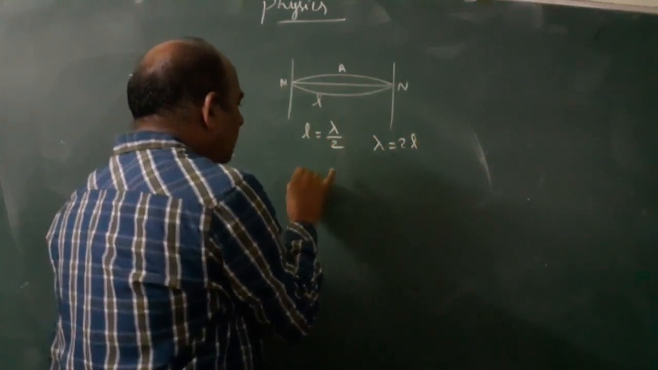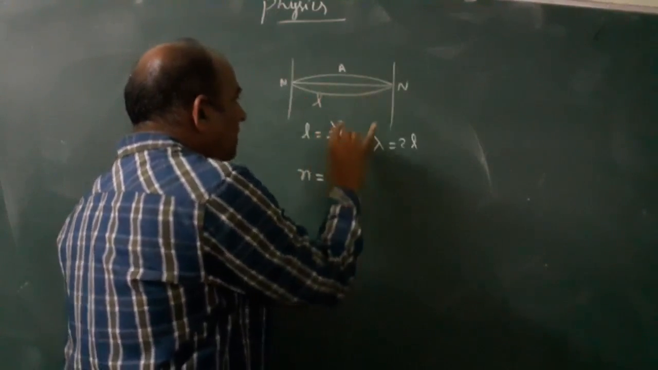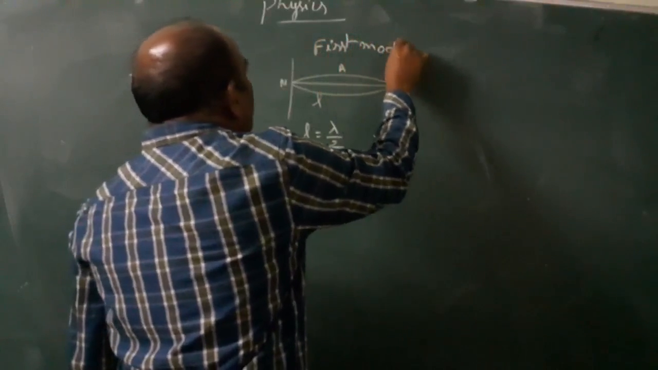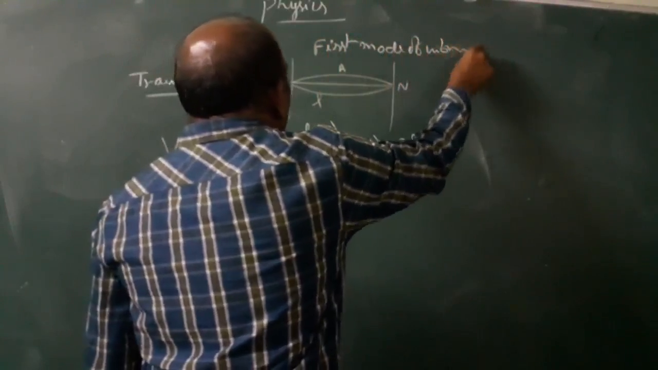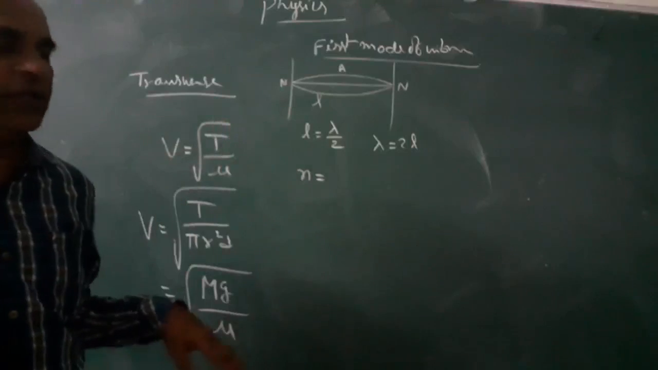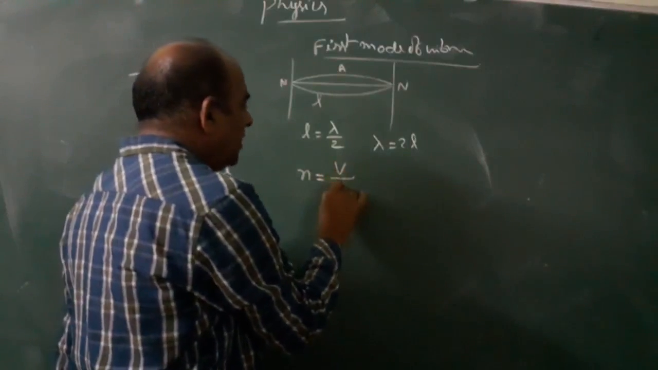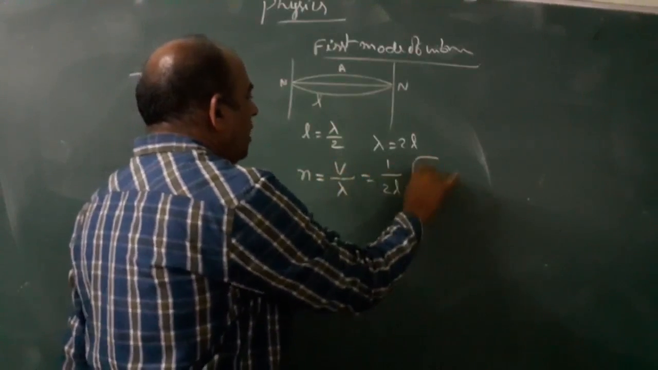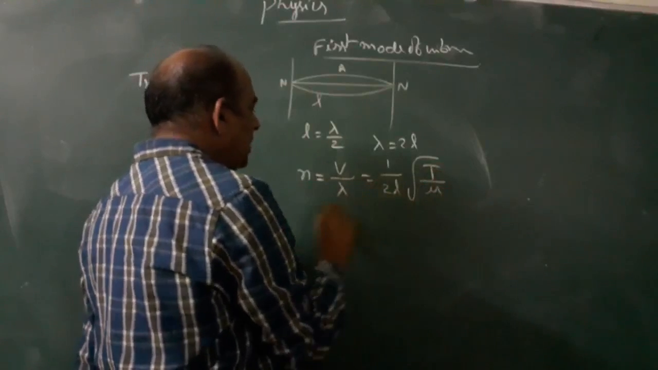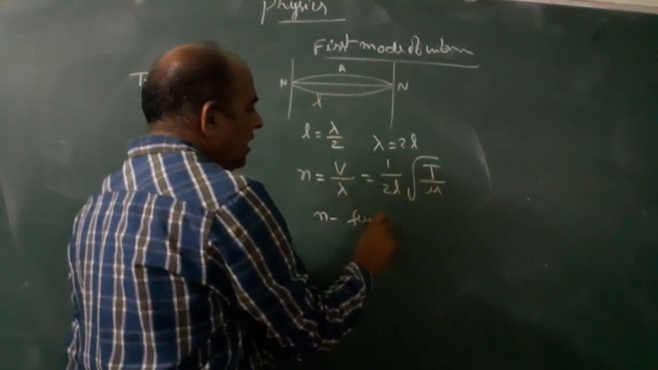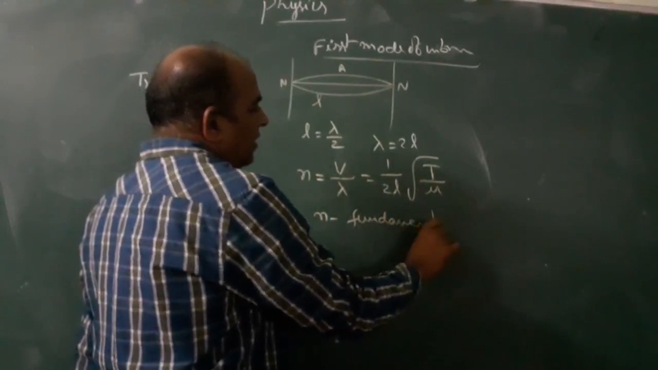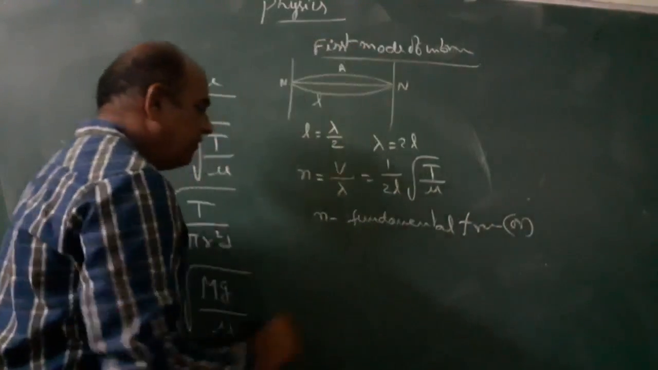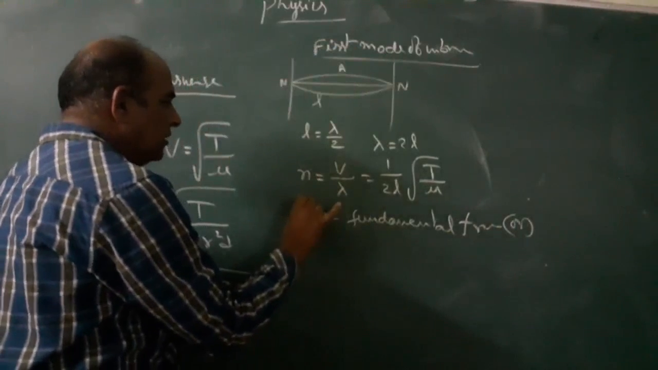Therefore, the frequency of the vibrating string in the first mode of vibration, this is called the first mode of vibration, the string is vibrating like this. N is equal to V by lambda, that is equal to 1 by 2L into root of T by mu. This N is called the fundamental frequency or first harmonic.